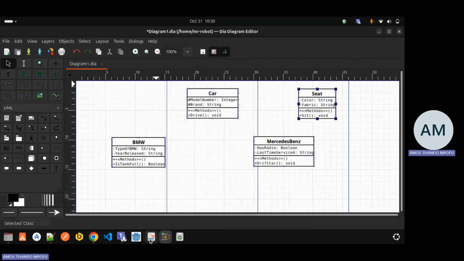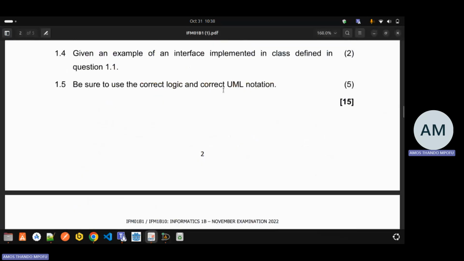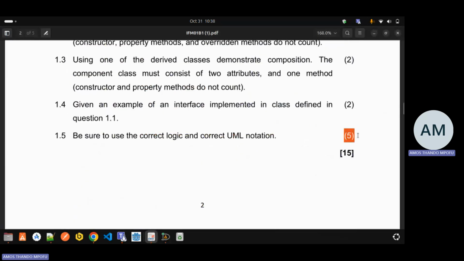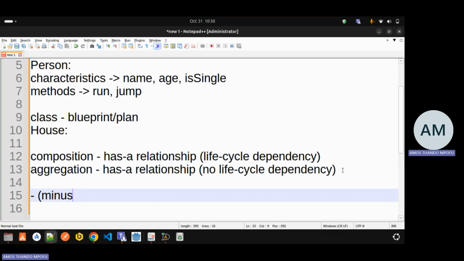Then last but not least, before we put in the notation, remember, be sure to use correct logic and UML notation. So the correct UML notation to get the full 5 marks at the end: did you use hash for protected? Did you use minus for private? Those are all the things that they're testing. So remember, when you use minus, this means that attribute is private.